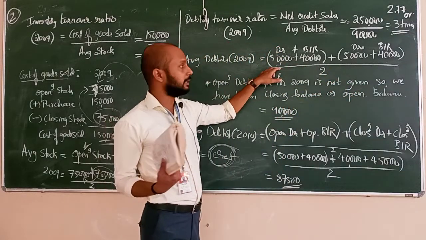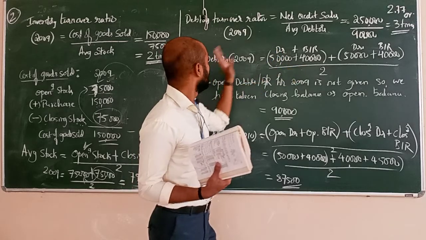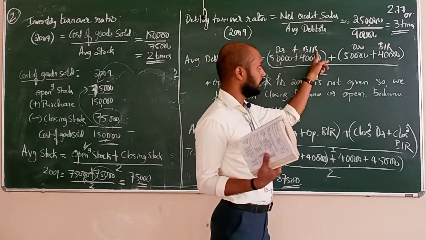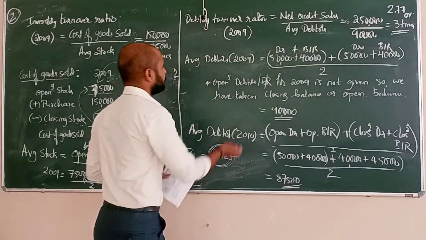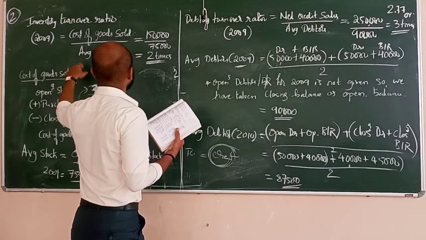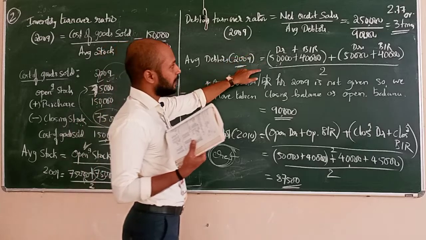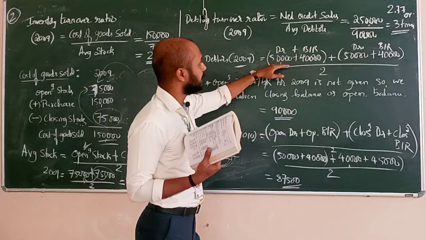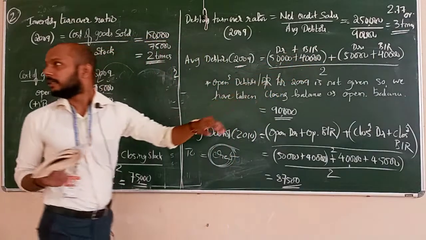Look at the formula carefully; I have already sent it in the theory part, so you can refer to the formulas. The formula for average debtors means opening debtors plus opening bills receivable plus closing debtors plus closing bills receivable. I have calculated for 2009, in a similar way to what I discussed while calculating inventory turnover ratio for 2009. There is no opening stock of debtors and opening stock of bills receivable. So whatever closing balance they have given, that itself will be taken as the opening balance of debtors and bills receivable.